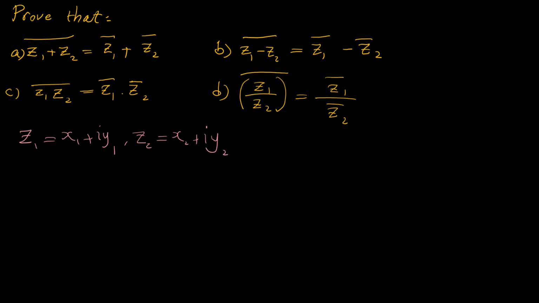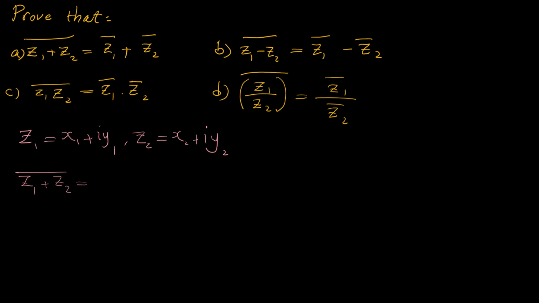For all parts of this proof, to prove A, B, C, and D, we do the same process. We suppose Z1 and Z2 two complex numbers in these forms, and then by substitution in both sides of the equations, we will show that the two sides are equal to each other. If Z1 is x1 plus iy1 and Z2 is x2 plus iy2, let's see what is Z1 plus Z2 conjugate.